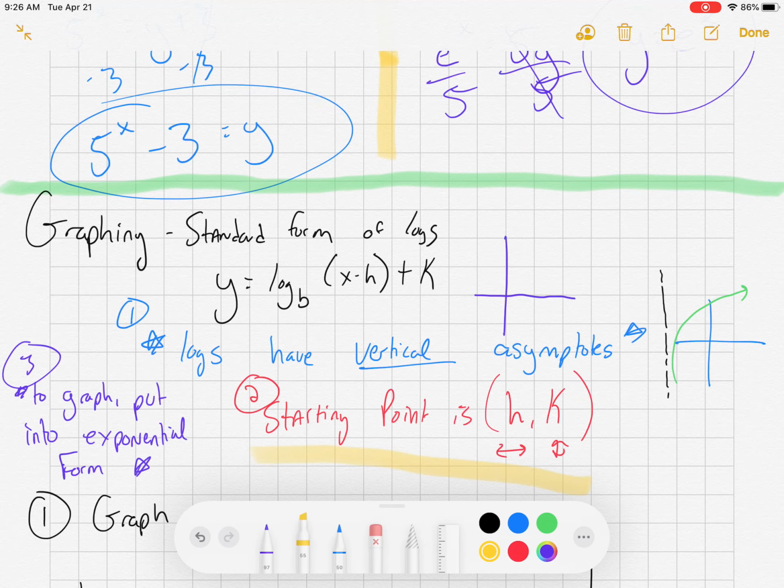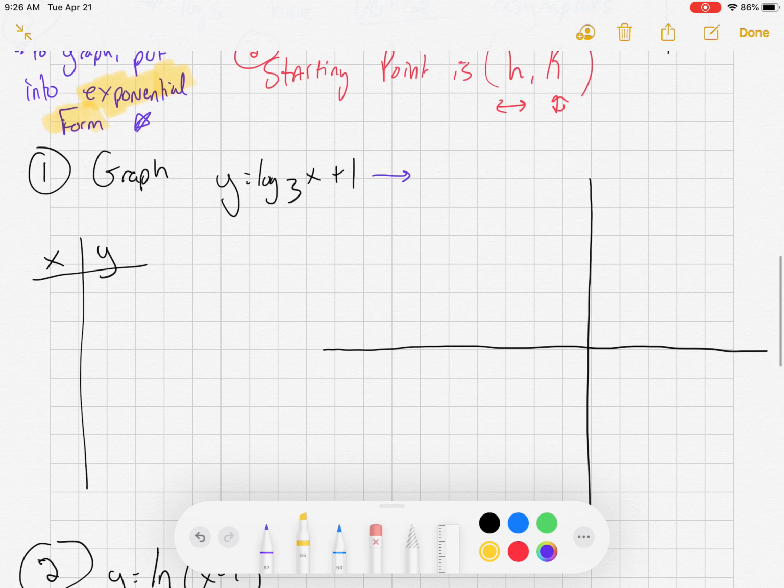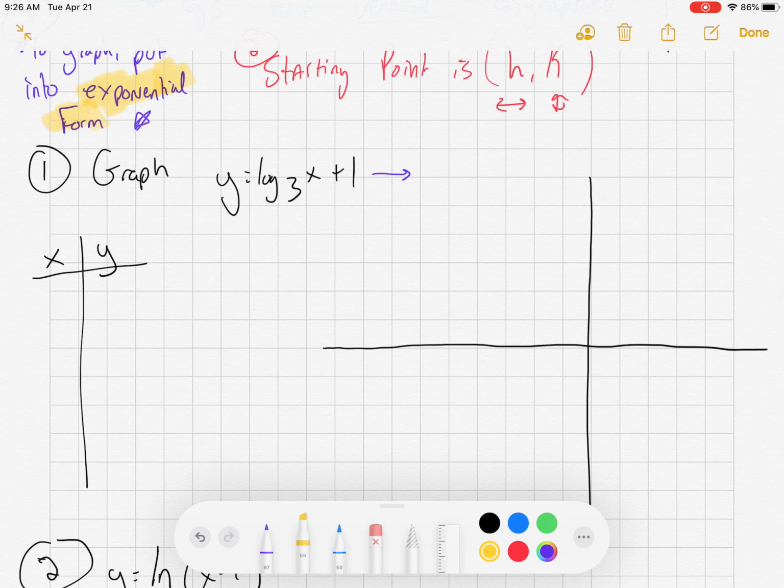Okay, next up, part 2. The starting point is (h, k). I kind of mentioned that, and I will talk more about that at the very end. Part 3, this is the important part. In order to graph these, again, we want to put it into exponential form. Put everything into exponential form before we graph it. It's going to be a lot easier.